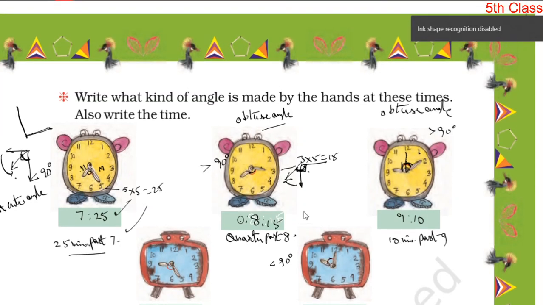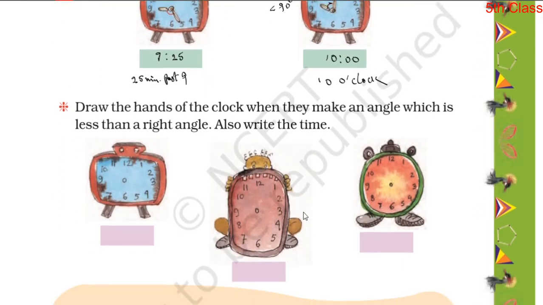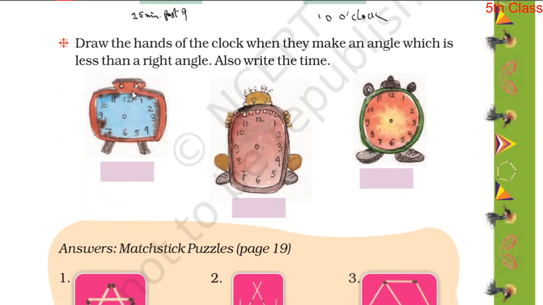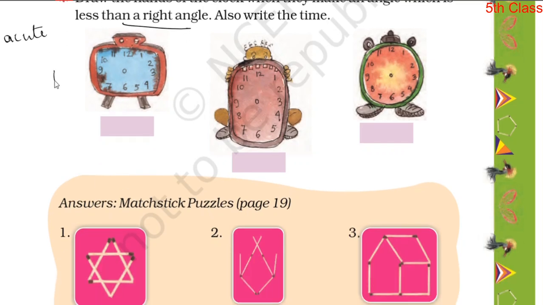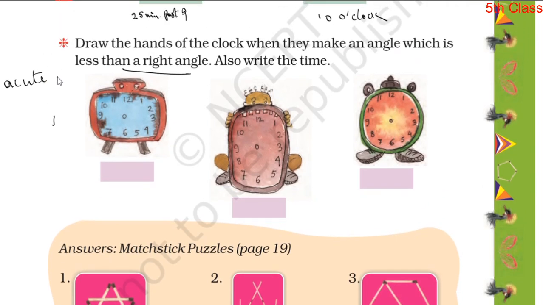Draw the hands of the clock when they make an angle which is less than right angle. Less than right angle means acute angle. Also write the time. So for example, let me write.